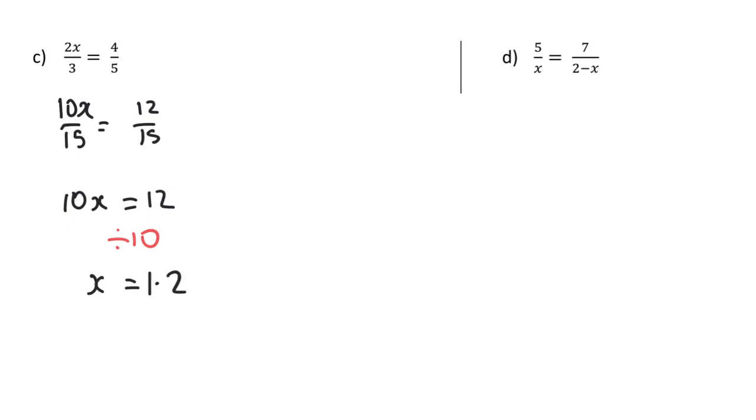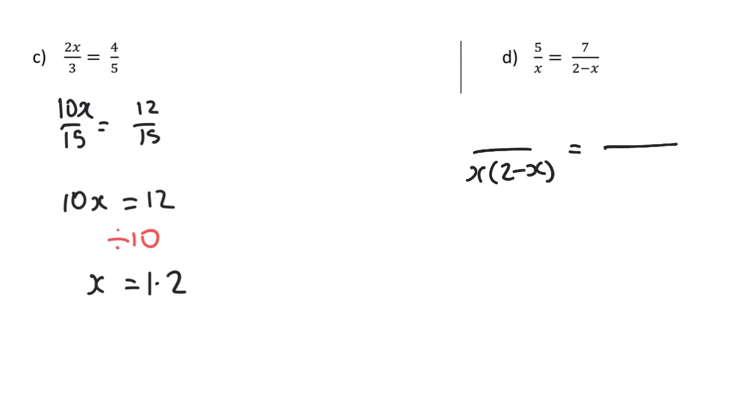Example D, we've got 5 over x equals 7 over 2 minus x. Now in example C, to find the common denominator, we multiplied the 3 and the 5 together to get 15. Then we multiplied the top by 5 and we multiplied the top by 3. So it's the same idea here. To get the common denominator, we multiply the two terms together. So on the left-hand side, it's going to be x multiplied by 2 minus x.